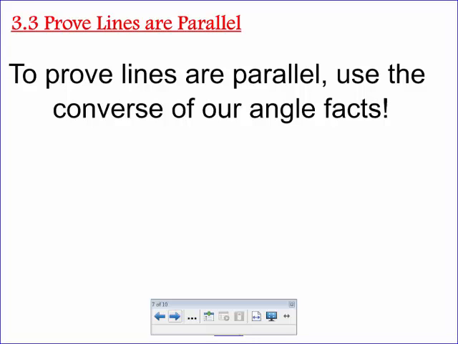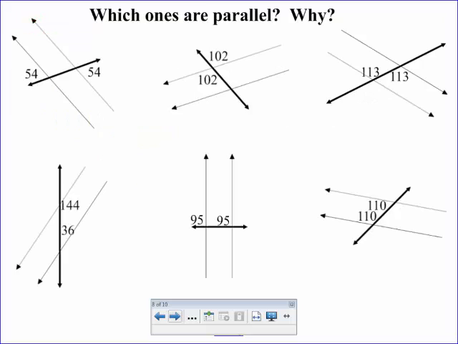3.3 talks about proving lines are parallel. So 3.2 told me, all right, if they are parallel, then this happens. Well, remember, the converse is just flipping them, okay? So we're going to flip it and say, all right, well, if we have alternate interior angles, are they going to be parallel? All right, so let's take a look. Go ahead and pause and make sure you can copy all these down, and we'll walk through these 6 together. It says which ones are parallel and why.